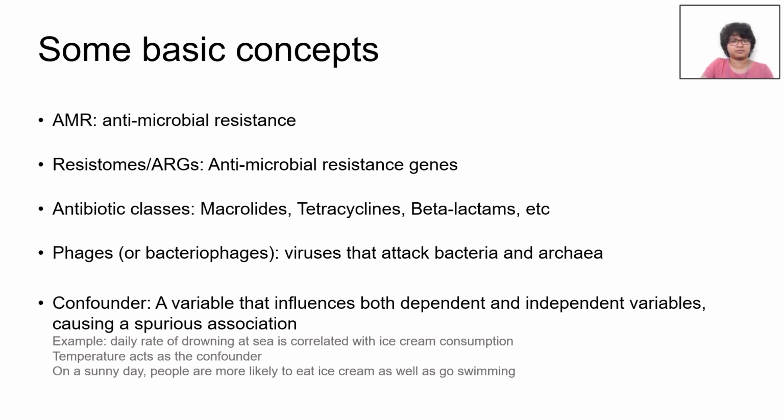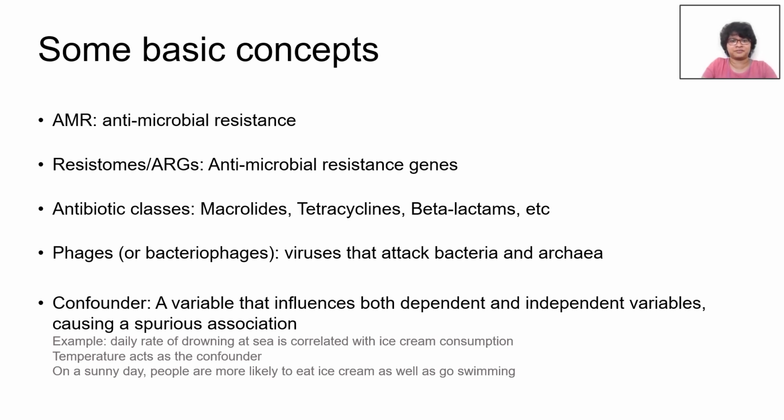Next we have confounder, which is a statistical term for an underlying variable that interferes in the relationship between two other variables. For instance, the daily rate of drowning at sea is correlated with ice cream consumption. But would that mean that ice cream causes drowning? That is a very absurd idea. The truth is, on a sunny day, people are more likely to eat ice cream as well as go swimming. So temperature acts as a confounder.